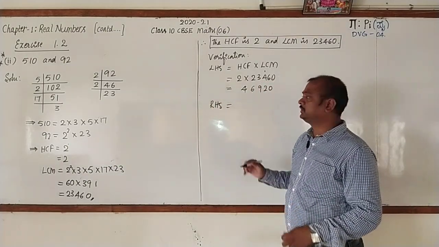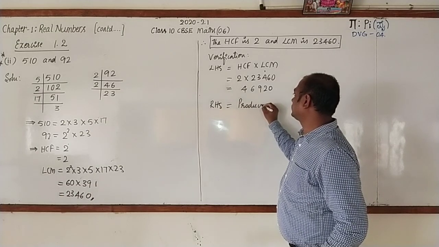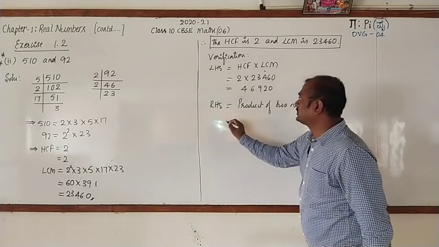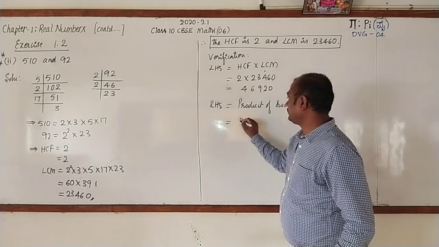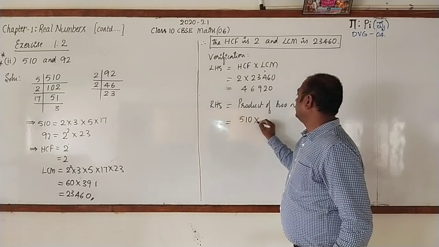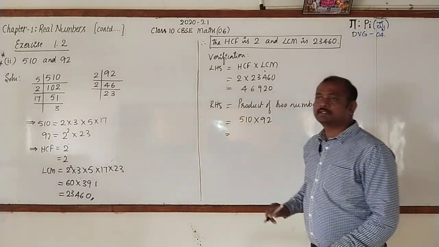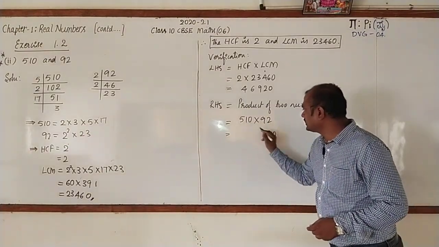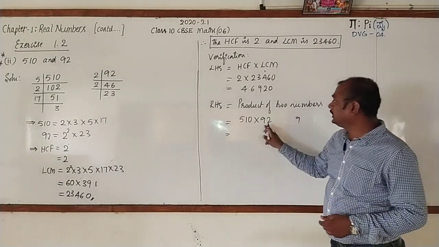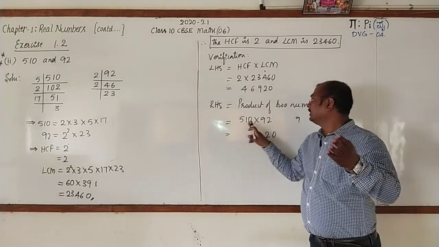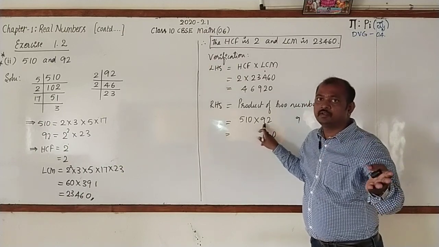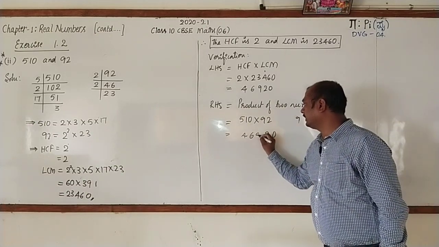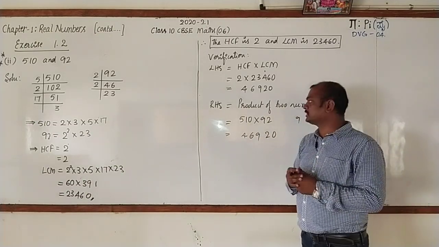RHS is, what? It is the product of two numbers. What are those numbers? The numbers are 510 and 92. This is also very simple. 0 is there. Write 0 as it is. 92 ones are 92. 9 is the carry. 92 5s are 92 10s are 920. 5s are 460. 460 plus 9, 469. Got it? It is such a simple multiplication.